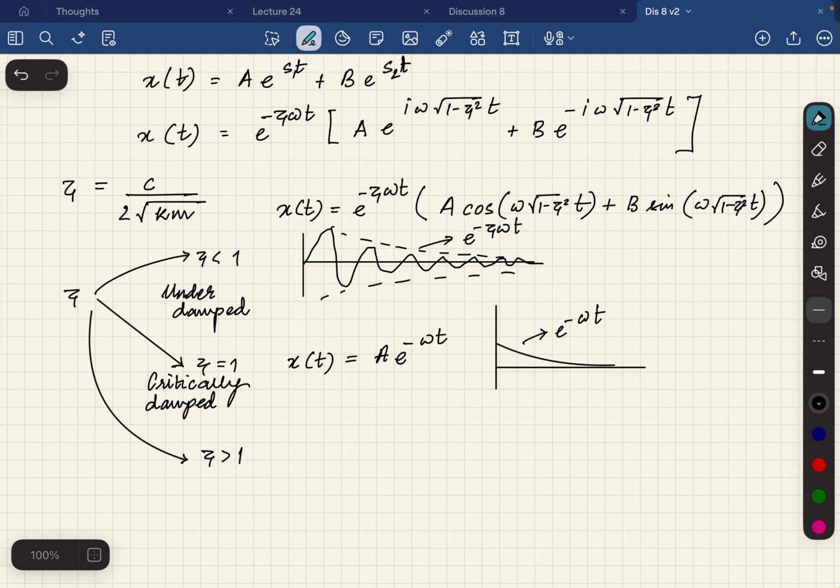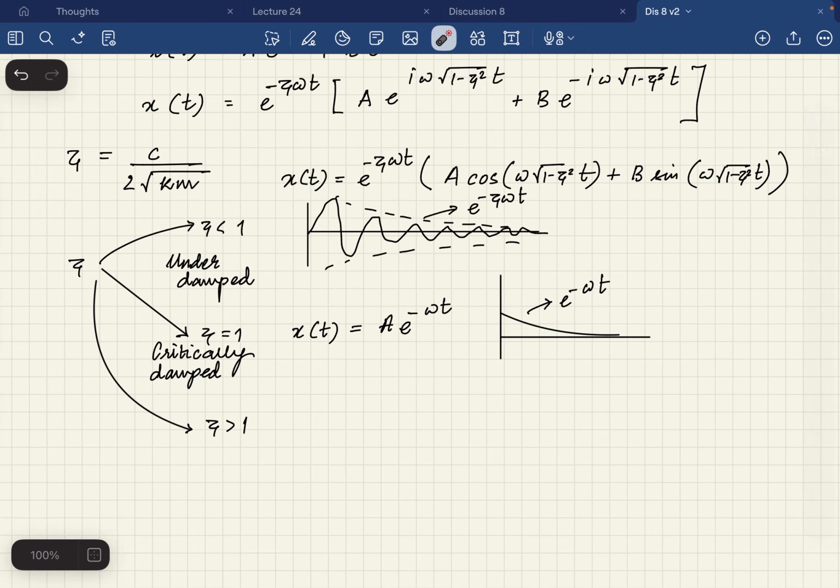And then if zeta is greater than 1, then what happens? Compress the spring. No, first follow the math in the exponent. If zeta is greater than 1, there will be no oscillation, that's correct. But now what's going to happen? Overdamped, yes. This is the overdamped system.